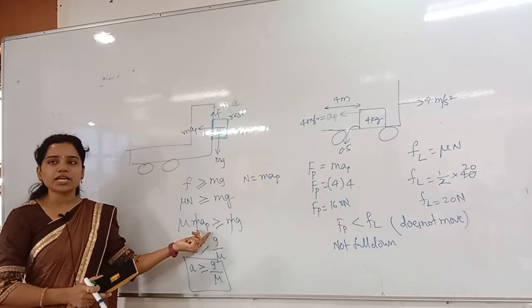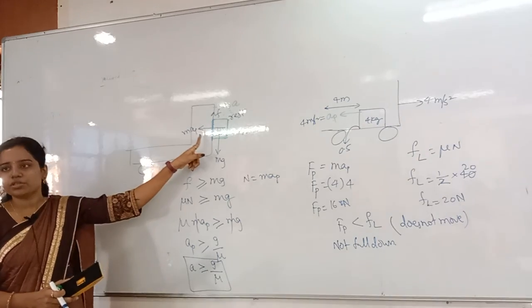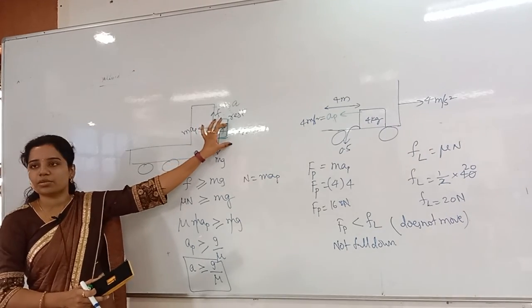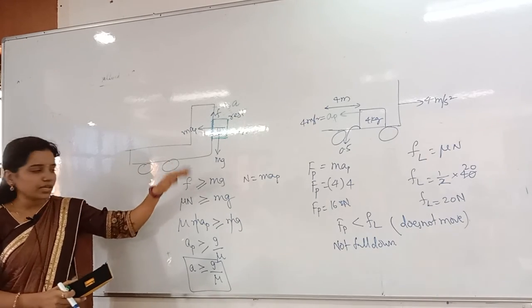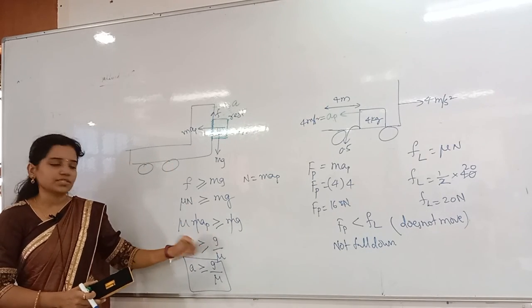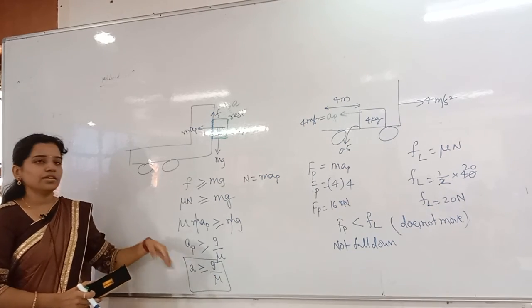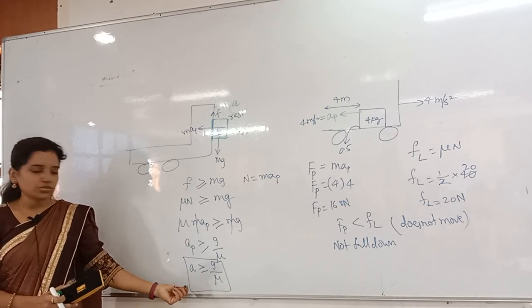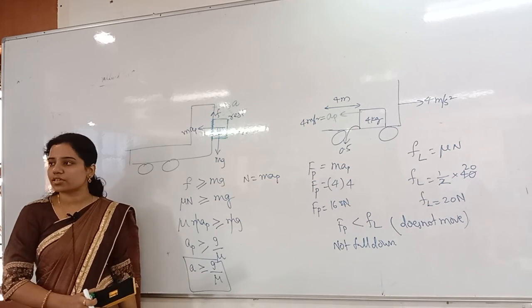What is the normal reaction here? It is m into ap. This direction is very important. If you draw the normal reaction wrongly, your answer will be wrong. Clear? So m into ap gets cancelled. ap is greater than or equal to g by mu, and ap equals a. So a is greater than or equal to g by mu. This should be the acceleration of the truck.